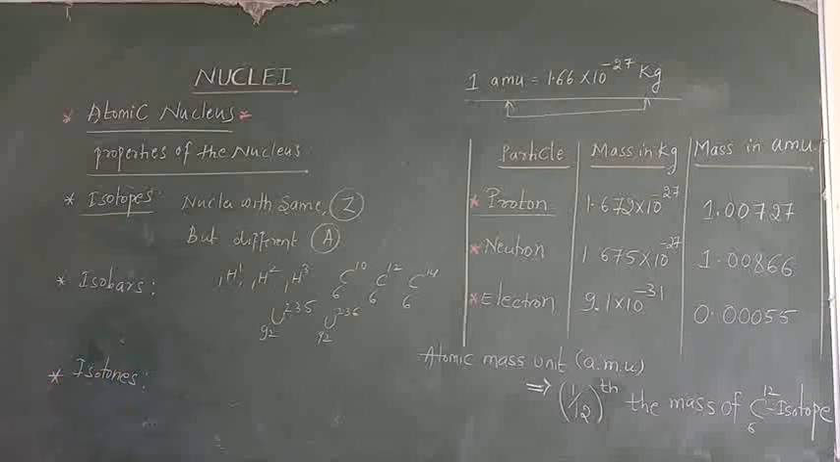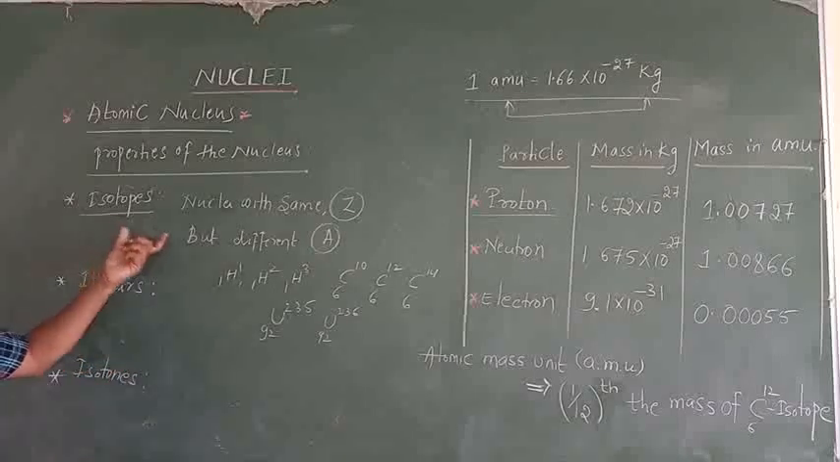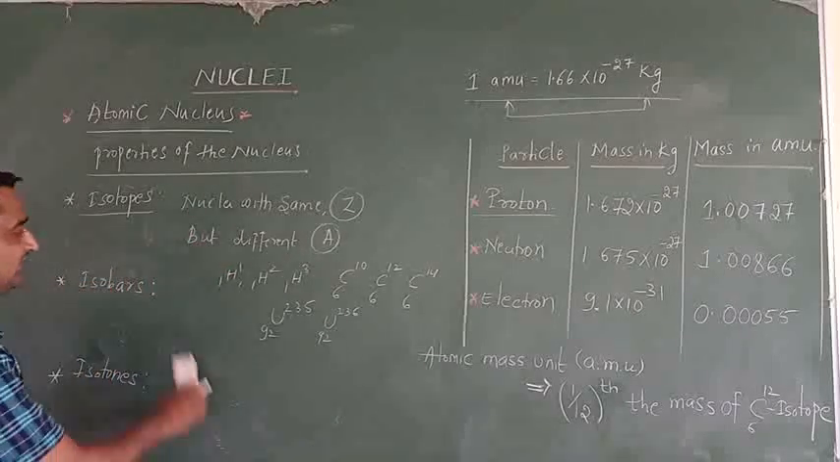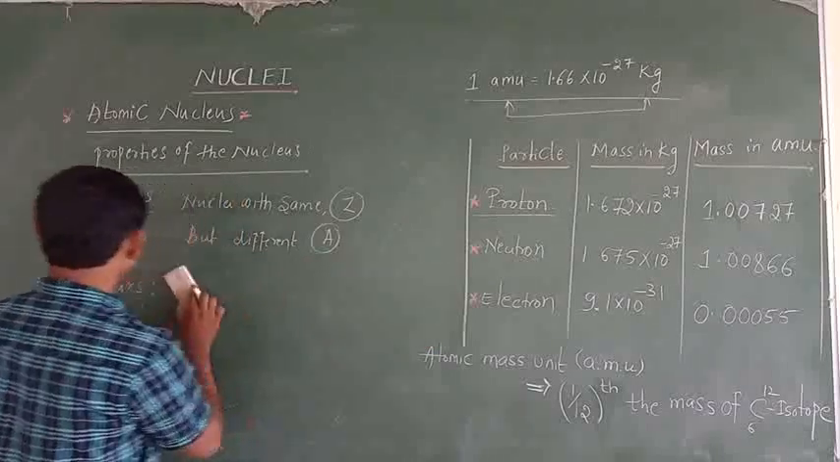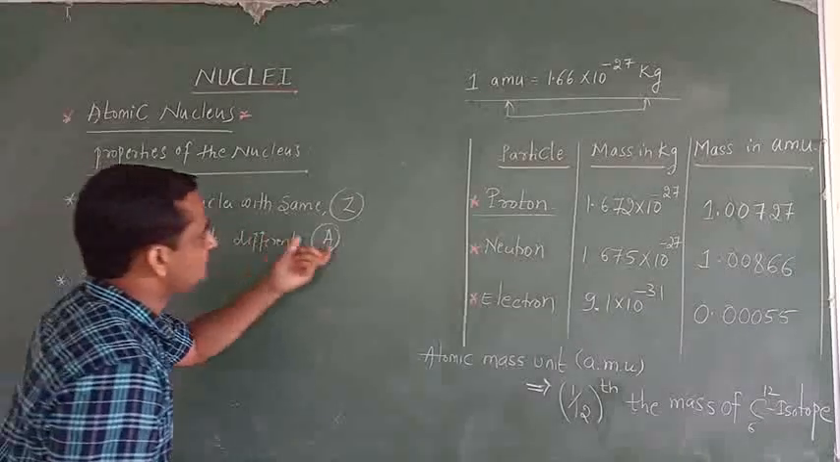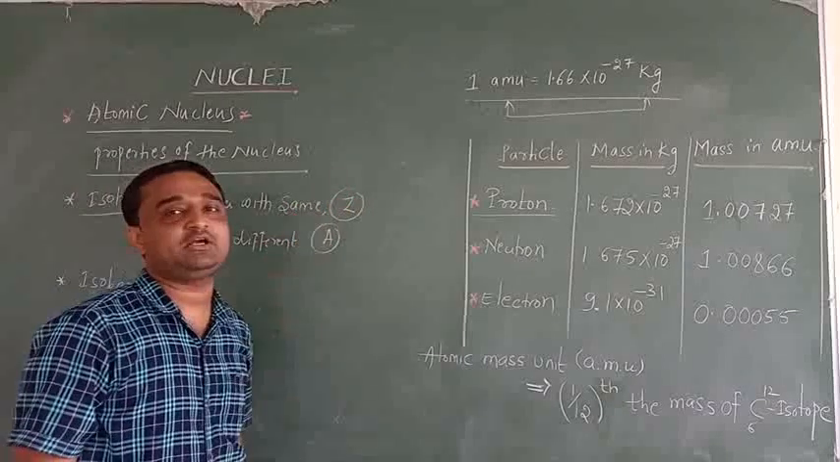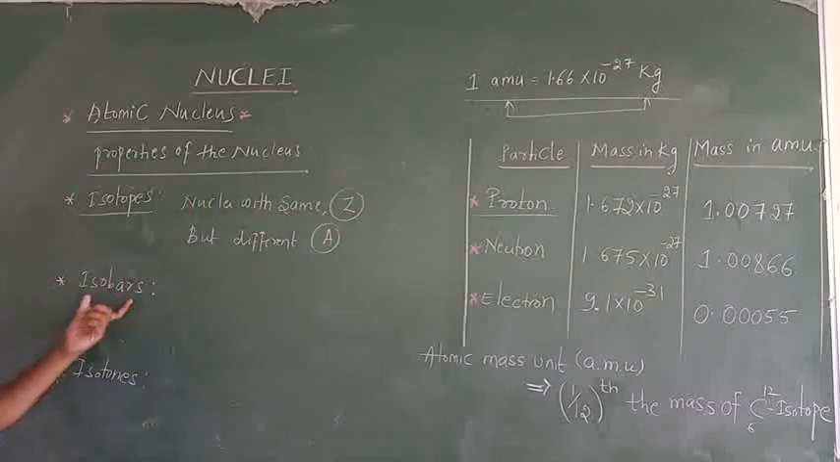They may ask the example for 1 mark, or they may ask what are isotopes for 1 mark, or for 2 marks what are isotopes, give an example in this way. Now the next point, what are isobars? The nuclei with same mass number but different atomic number are called as what? The isobars.